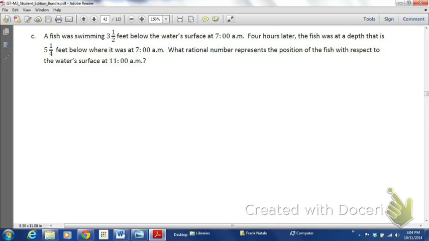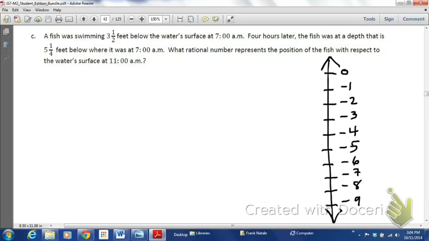So here's the letter C. Let's get this one done. A fish was swimming 3.5 feet below the water's surface. If we have below the water surface, we know we are talking a negative value, hopefully. And again, you didn't have to, but maybe some of you decided to use a vertical number line. They end up taking up a lot more space on your paper, but that might be fun just to model that idea of water.